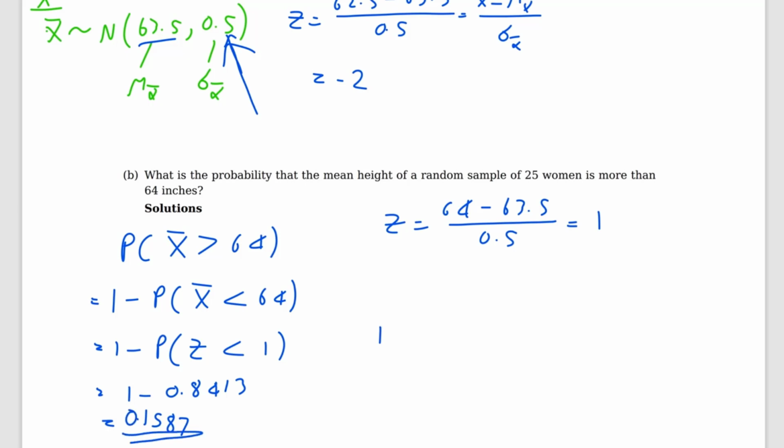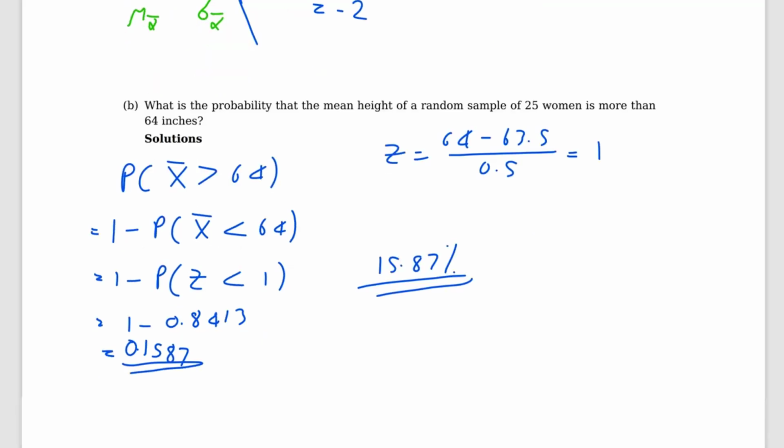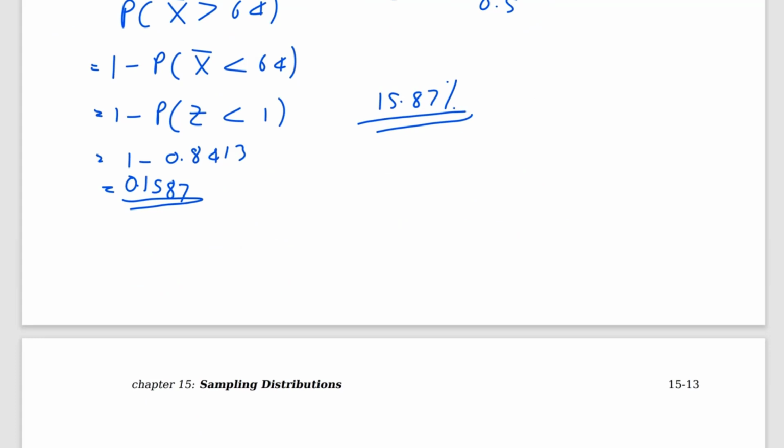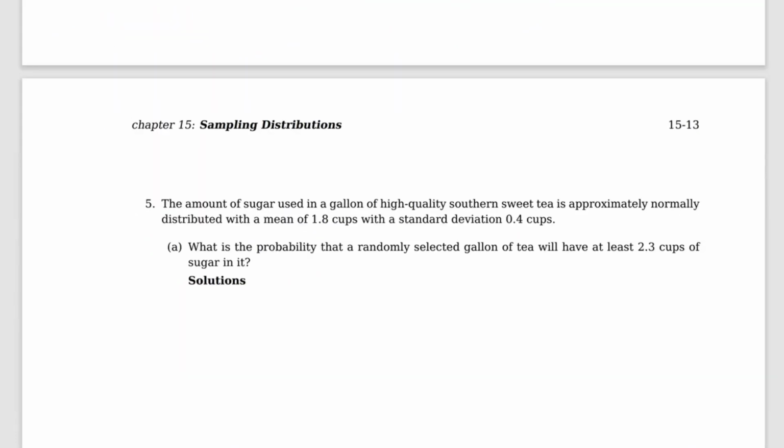So we can say 15.87%. That is the probability that the mean height of a random sample of 25 women is more than 64 inches. Understood that, everybody? Can I move to next?